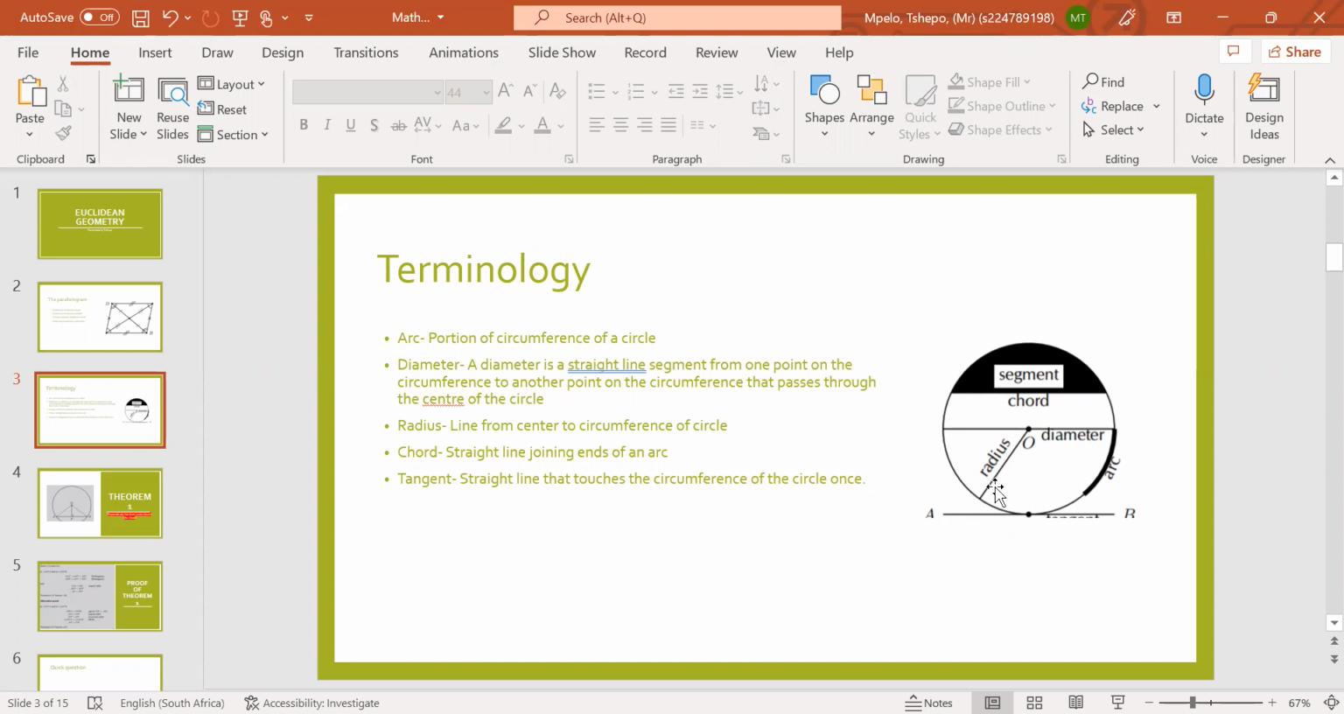Yes. Why? Because the requirement for a line to be called the radius is that it should come from the center to the circumference of the circle.